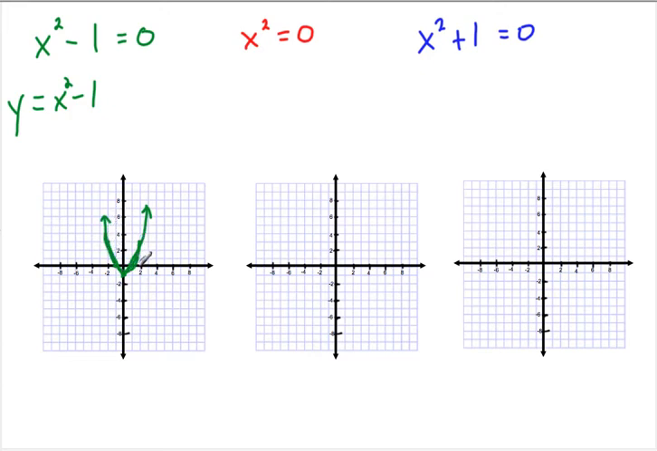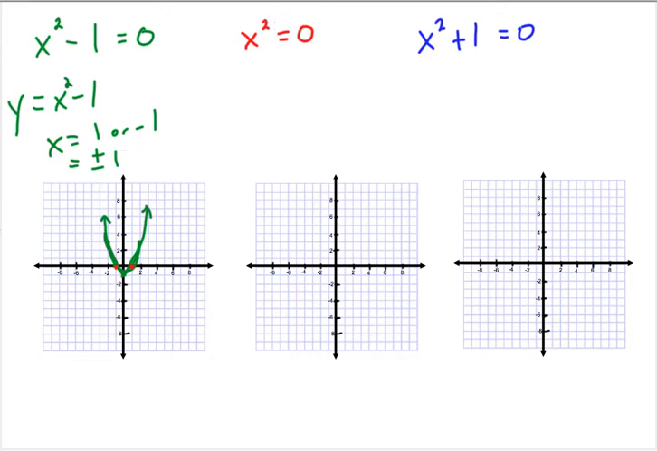There we go. And so the points that cross the x-axis were at 1 and negative 1. So we would say the zeros of this are x equals 1 or negative 1. We can also call that plus or minus 1.